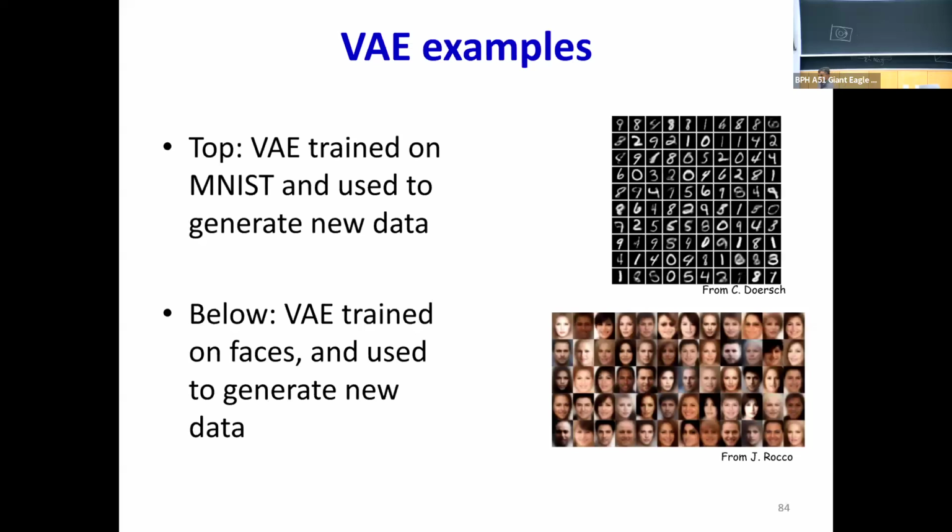So here are some examples from the original paper. They trained a VAE on MNIST data. Then they excite the decoder with a standard Gaussian and out pop digits, right? Here are some examples from a VAE trained on faces.